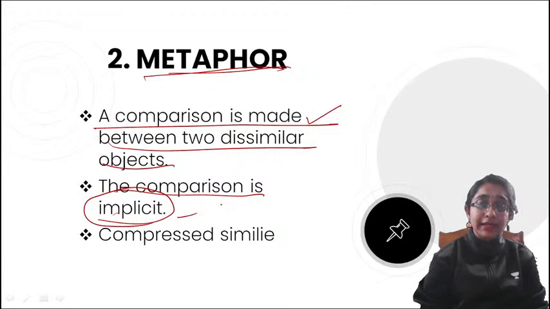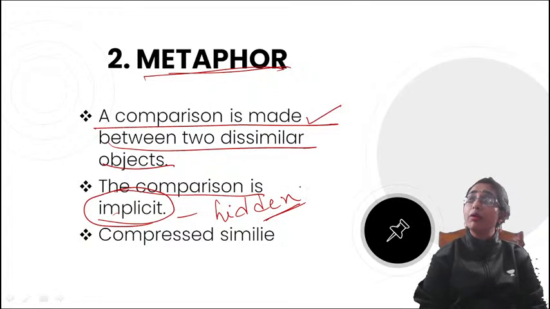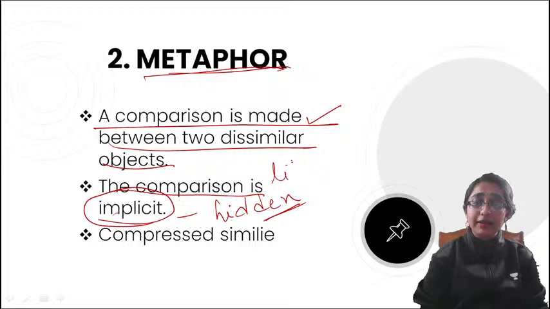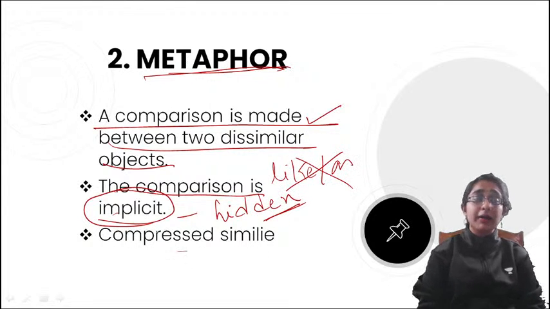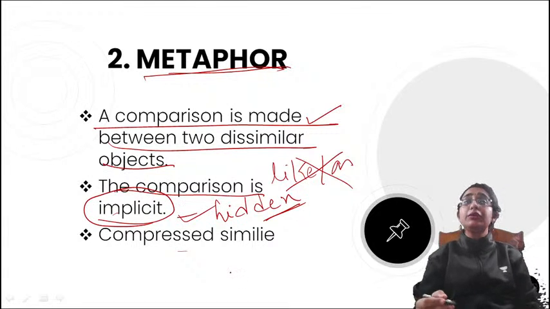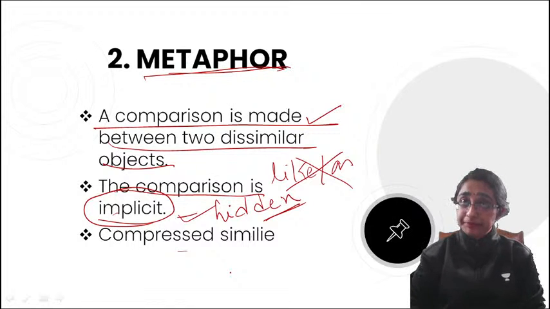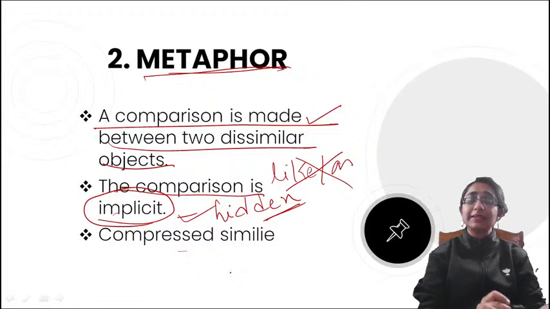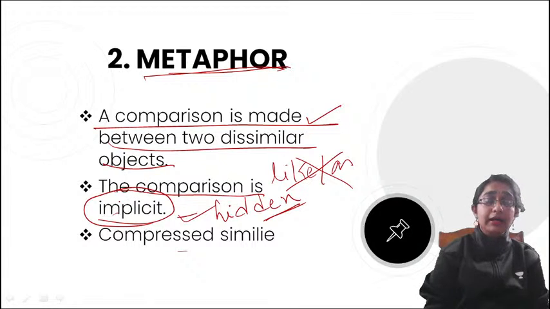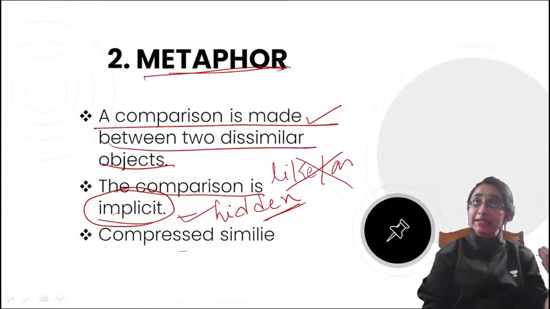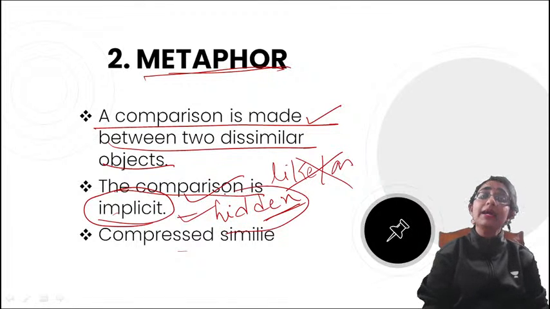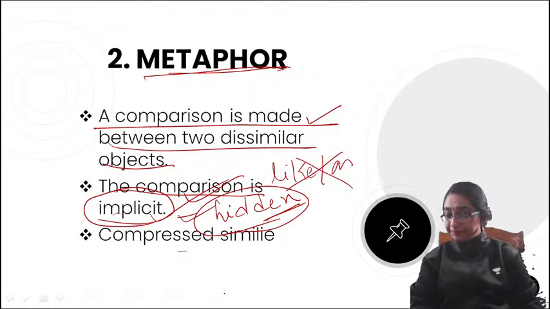That means it is hidden. The comparison is hidden. You will no longer find words such as like or as here. These words are not in metaphor. Okay, so the comparison is implicit. You need to realize what the point of comparison is. This is not explicitly said. So that is the basic difference between simile and metaphor, that in simile the comparison is explicit, it is very clear cut, but in metaphor the comparison is hidden, it is implicit.